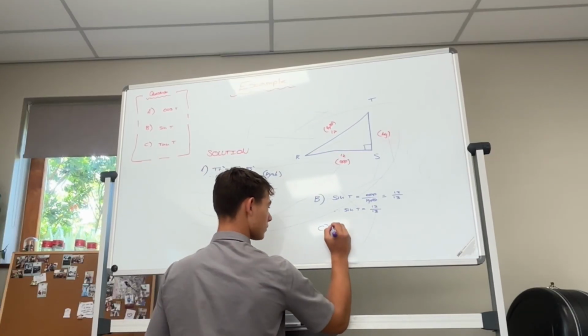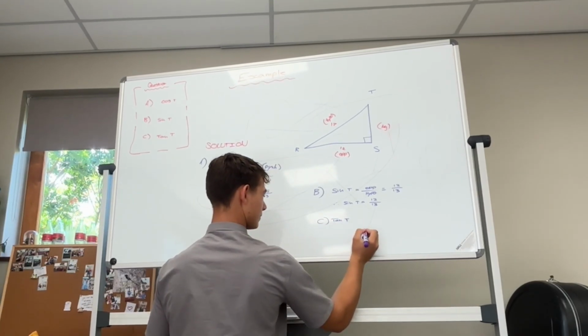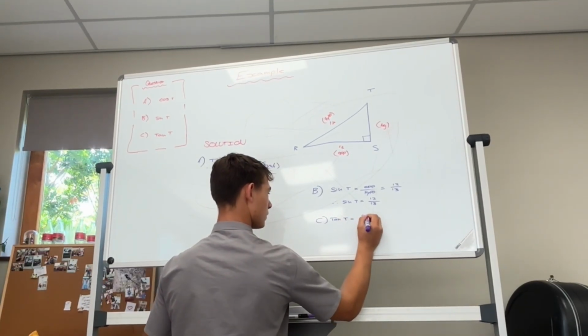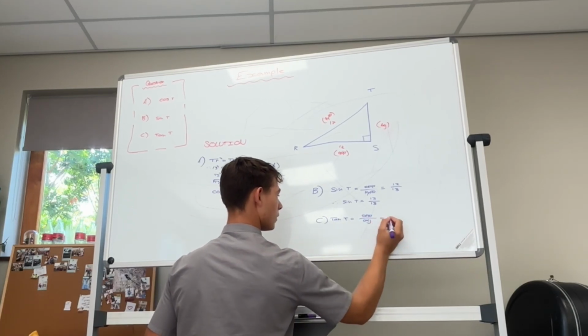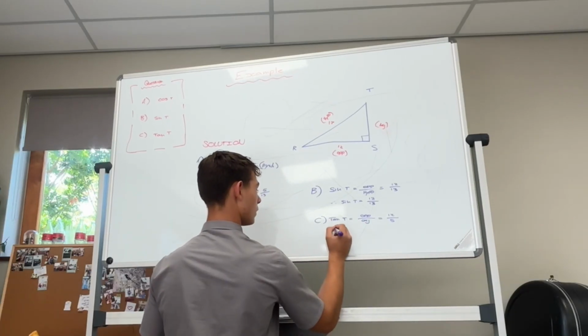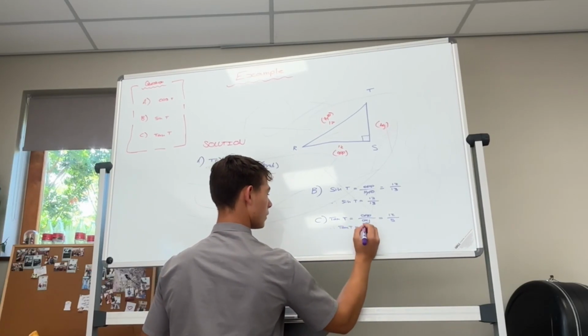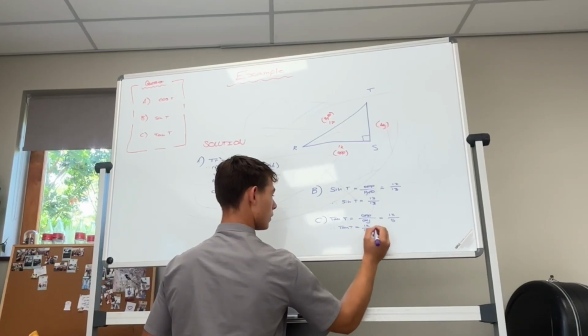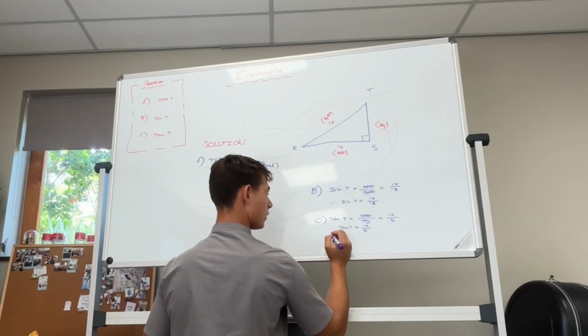Tan T, opposite side over adjacent side, is equal to 12 over 5. Therefore, we can say that tan T is equal to 12 over 5, using sides RS over TS.